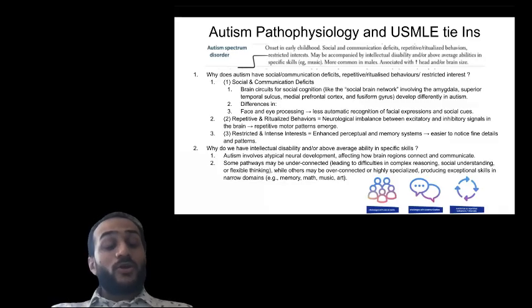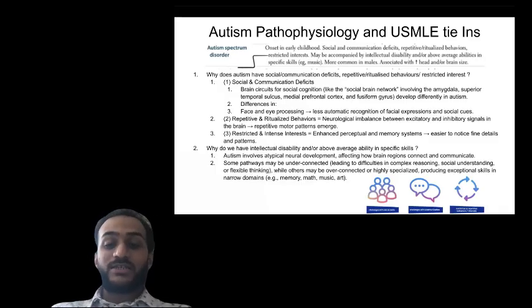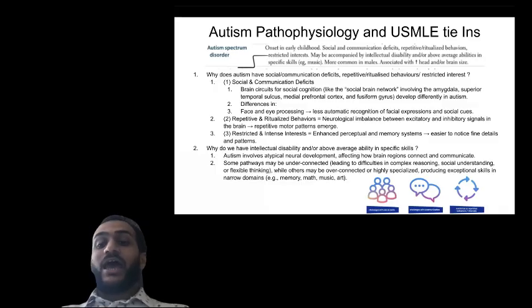So autism affects atypical neural growth. So it affects how the brain regions connect and communicate. Some pathways may be underconnected, leading to difficulty in complex reasoning, social understanding, or flexible thinking. Many other pathways may be overconnected, so highly specialized and exceptional skills.